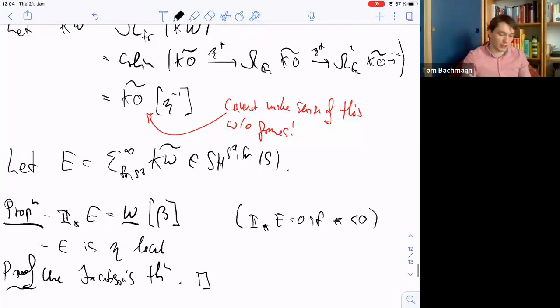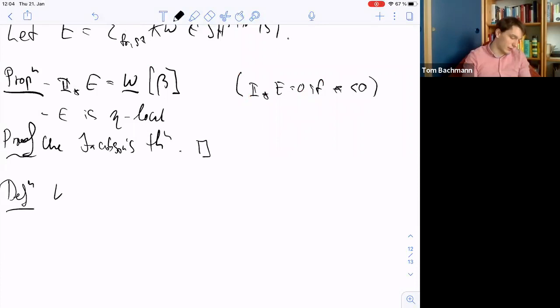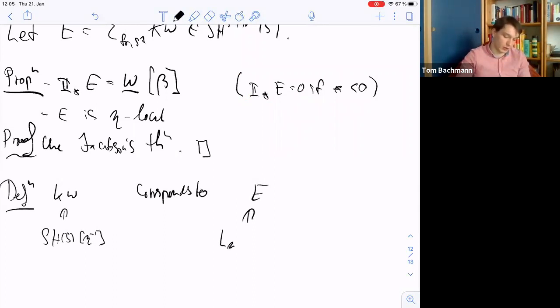All right, and this now allows me to define the little kw. Little kw is going to be some spectrum in SH(S) with eta inverted. It corresponds to E. In what sense? Well, we've seen that this is an eta-local framed S^1 spectrum, and we've seen that these two categories are equivalent. So now this makes sense.